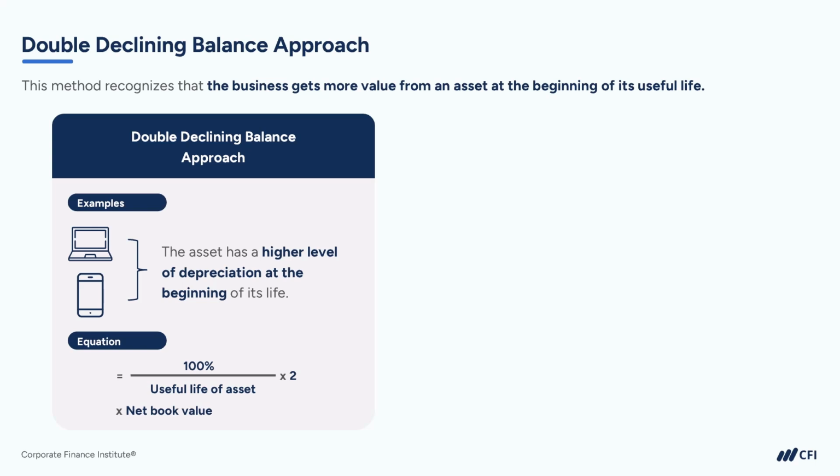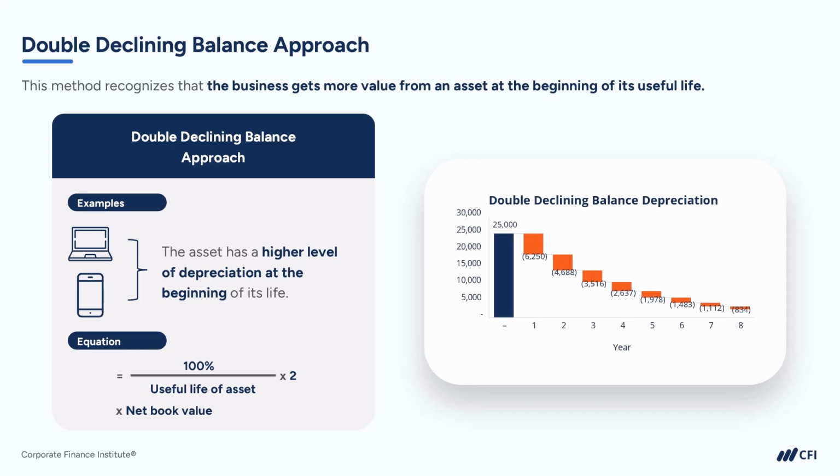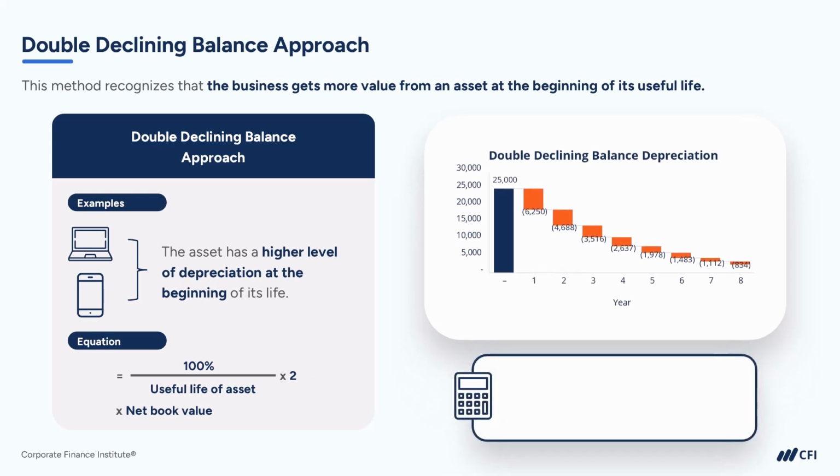So here's the same asset we saw before that cost 25,000, has no scrap value, and will be used for 8 years. Let's calculate depreciation for just the first year. Remember, the formula is 100% divided by 8, which is the useful life of the asset, multiplied by 2 to create that double decline, and then multiplied by 25,000, which is the opening balance. This gives a first-year depreciation figure of 6,250, which is double the depreciation expense of 3,125 that we calculated using straight line.